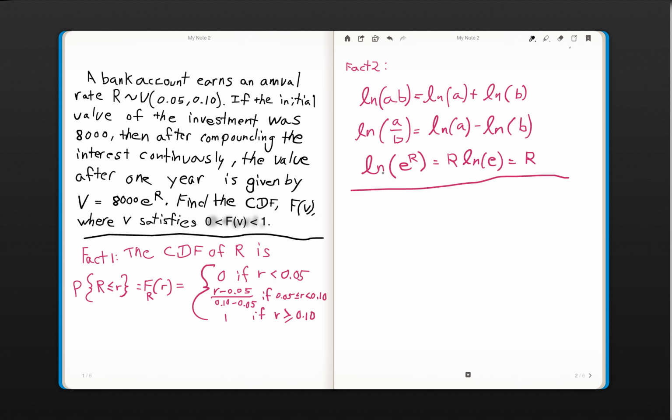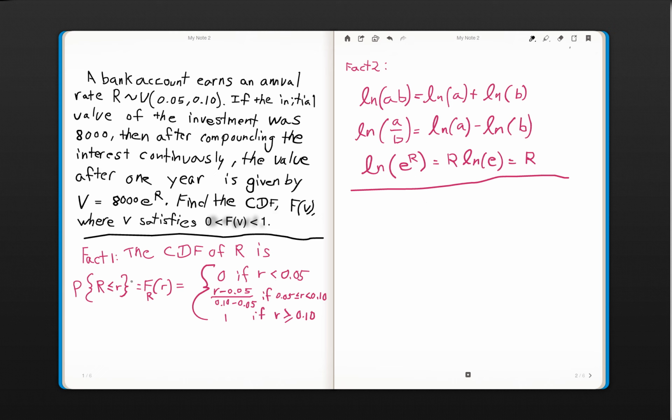So clearly the reason V is a random variable is because R, the actual annual rate, is also randomly distributed. So V is a transformed random variable with the transformation given as follows. We'd like to find the CDF, F of V, where V satisfies this constraint: V is strictly between 0 and 1. The only reason they do that is to make sure the problem statement is clear, that we're really only solving for the CDF where things are actually interesting.